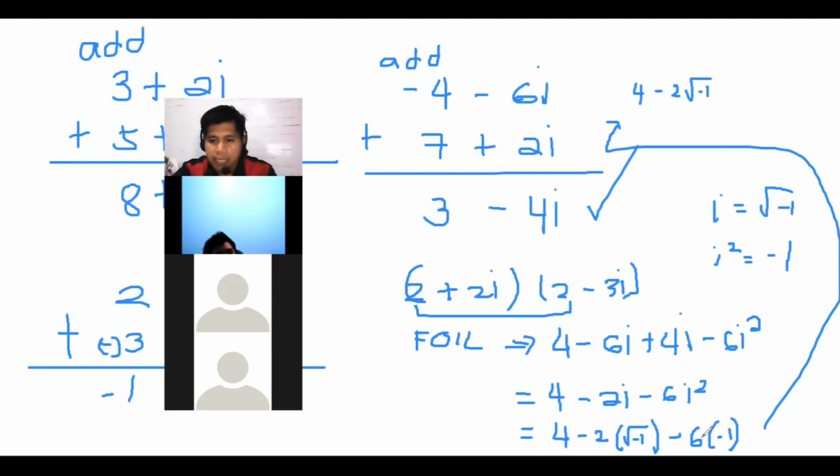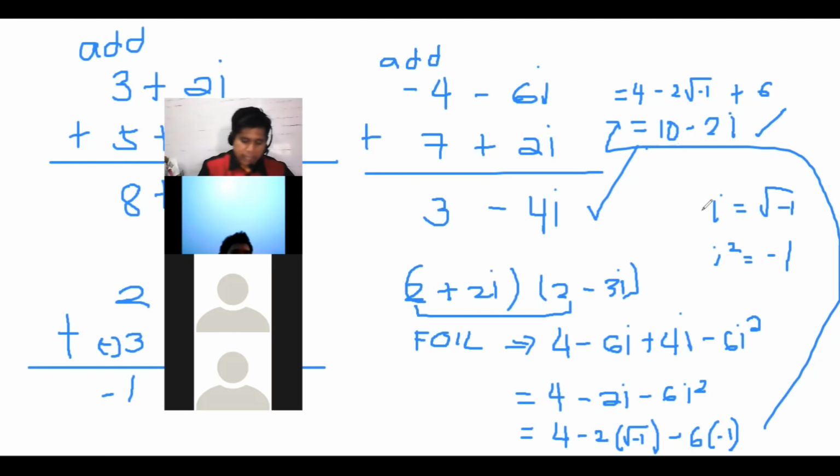Okay, and then negative 6 times negative 1 is how much, children? Positive 6. Okay, so you're going to combine your 4 and 6. What is 4 and 6? It is equal to 10 minus 2. By the way, return the value of square root of negative 1 to i. So your final answer is 10 minus 2i, right? So if you're going to multiply 2 plus 2i times 2 minus 3i, the answer is 10 minus 2i. Any question? None? Okay.